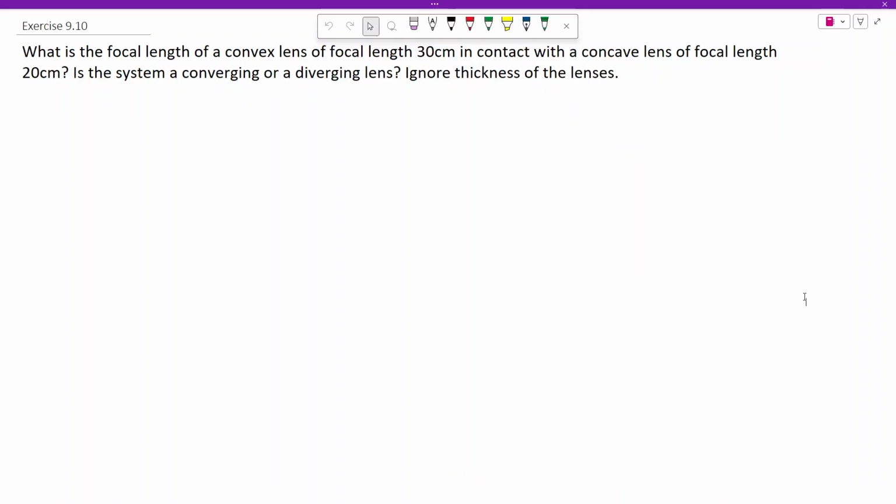Here the question is asking: what is the focal length of the convex lens of focal length 30 centimeter in contact with the concave lens of focal length 20 centimeter? Is the system a converging or diverging lens? Ignore the thickness of the lenses. So we have been given thin lenses and we have to find out the effective focal length.